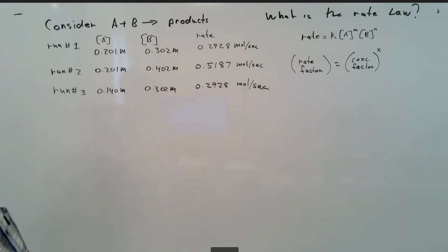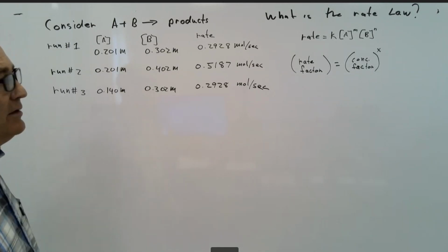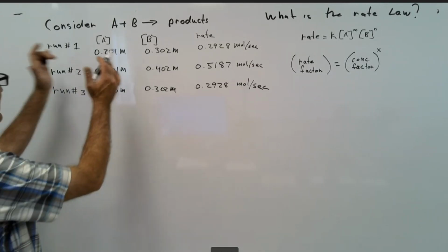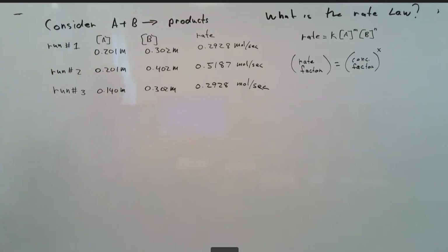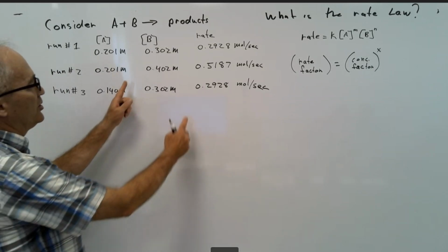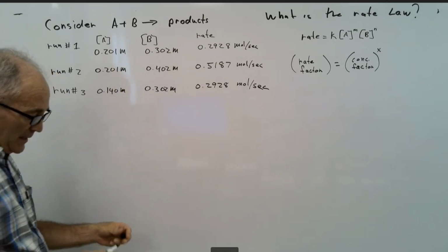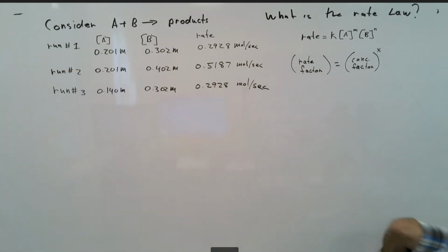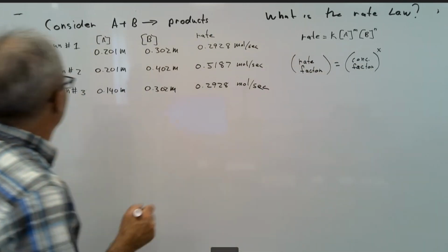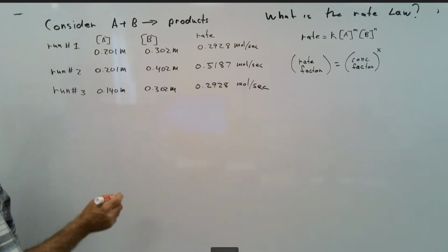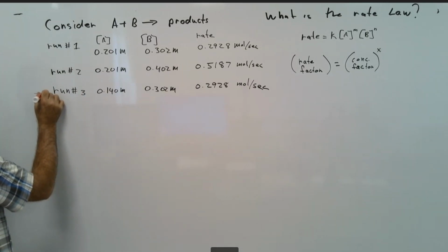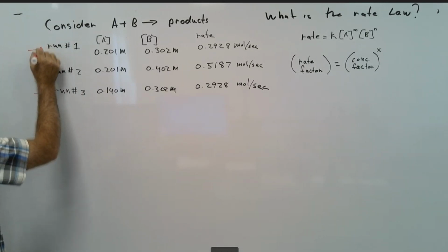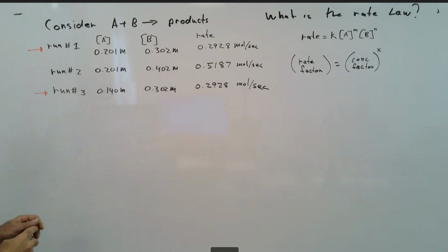So let's determine what's going on with reactant A first. If I say, what effect does the concentration of A have on rate? What I want to do is choose where I'm holding B constant. Then that will be having no effect on rate. So that looks like Run 1 and 3, right? 1 and 3.